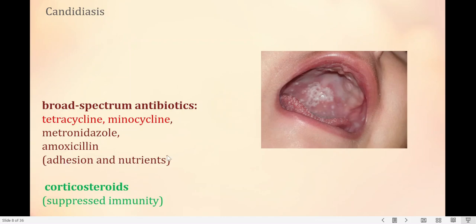We have amoxicillin. It is said that these drugs predispose to candidiasis because they affect the adhesion of fungi and also the nutrients. Now, the corticosteroids, on the other hand, are used as, for example, anti-inflammatory agents, and because they suppress immunity, they predispose to candidiasis. Of course, we not only include corticosteroids, but other anti-inflammatory or immunosuppressant drugs can also predispose to candidiasis. Like you can see in this child here, we have pseudomembranous candidiasis.